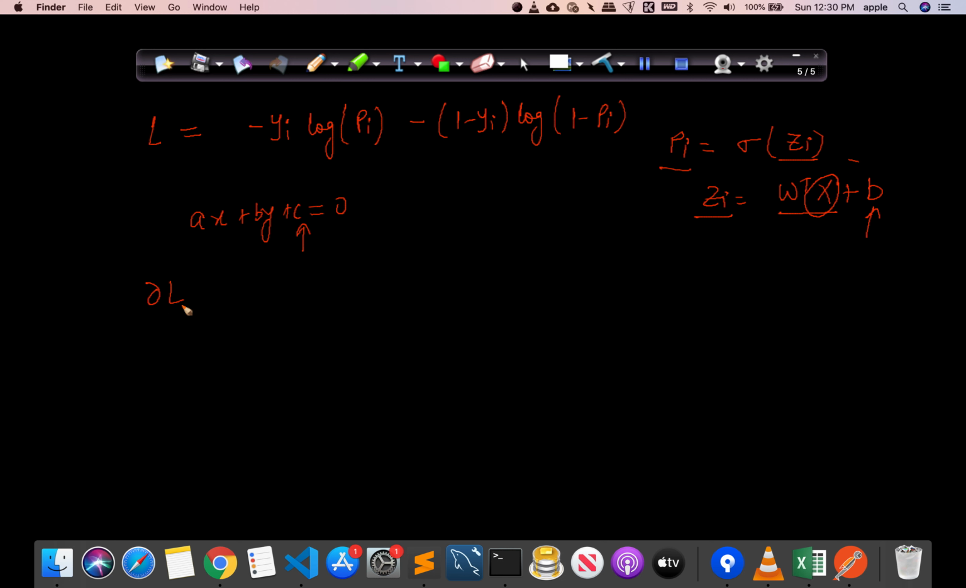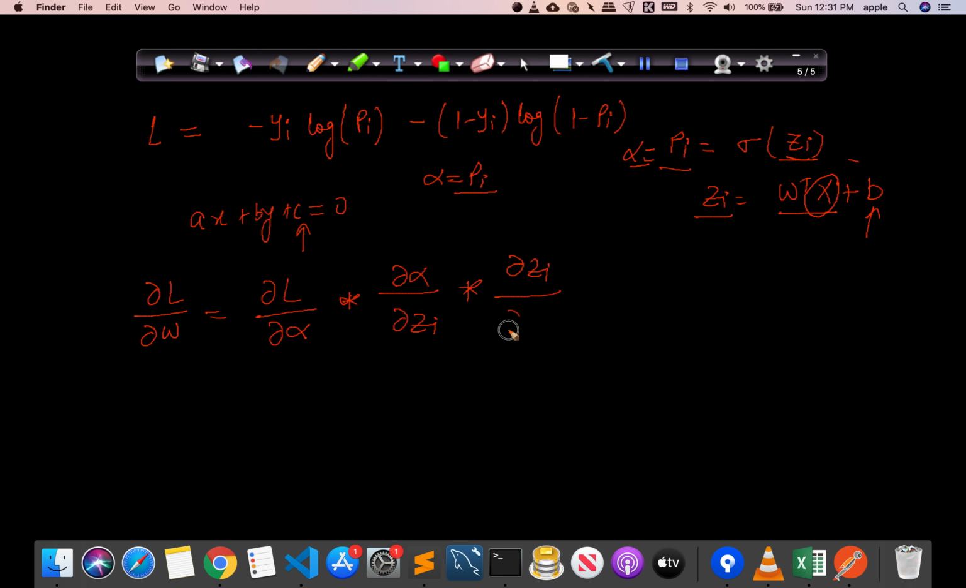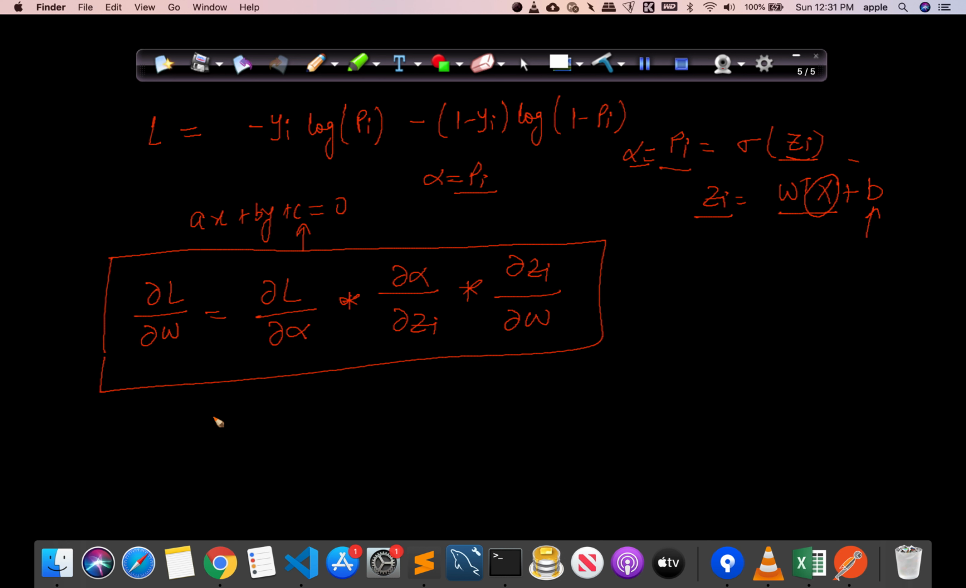So if we want to calculate the differentiation of loss with respect to w, we have seen this in our previous videos also. This was differentiation of loss with respect to pi, but let us assume that alpha equals pi. So we will write it as differentiation of loss with respect to alpha, multiplied by differentiation of alpha with respect to zi, because alpha, which equals pi, are the same. So alpha is a function of zi, therefore we will differentiate alpha with respect to zi, and zi is a function of w, so we will differentiate zi with respect to w. So this was our equation.